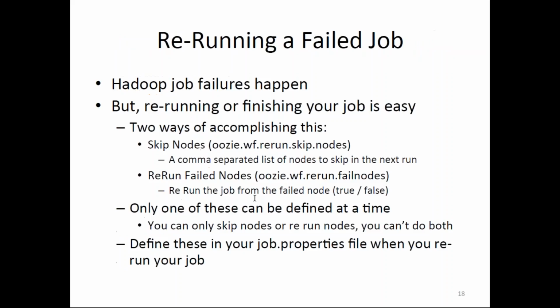Rerunning a failed job is like a piece of cake in Oozie, because while running the command you can simply say whether you would like to rerun the job or not. If you would like to skip particular nodes, or rerun from a specific node, these kinds of things are also possible. You can define these kinds of properties in the job.properties file whenever you want to run your job.